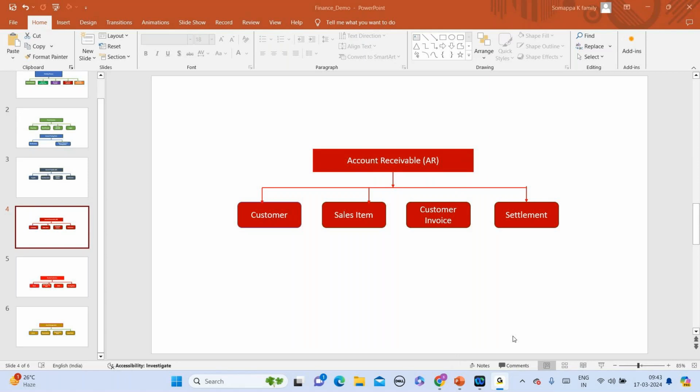Okay, Ganesh, core HCM is the mother module for HCM. Which is the core module here in finance?